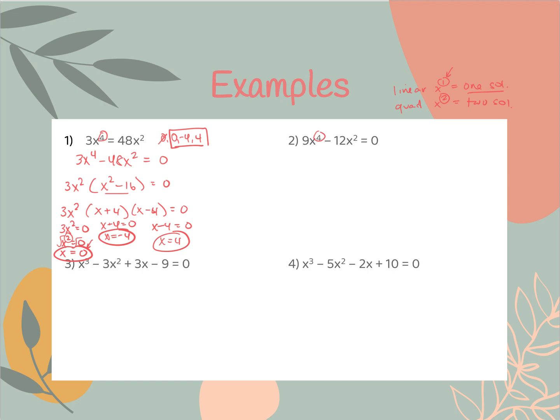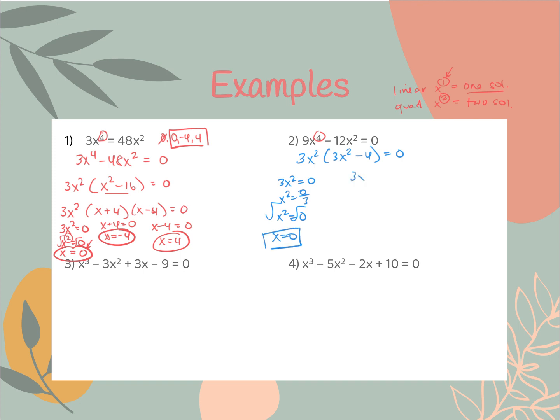Let's see what happens. So again, here I'm going to factor out a GCF. It's going to be 3x squared. That's going to leave me with 3x squared minus 4 equals 0. And again, if 3x squared equals 0, x squared equals 0 divided by 3, so x squared is 0. And you take your little square roots, and you get that x is equal to 0.